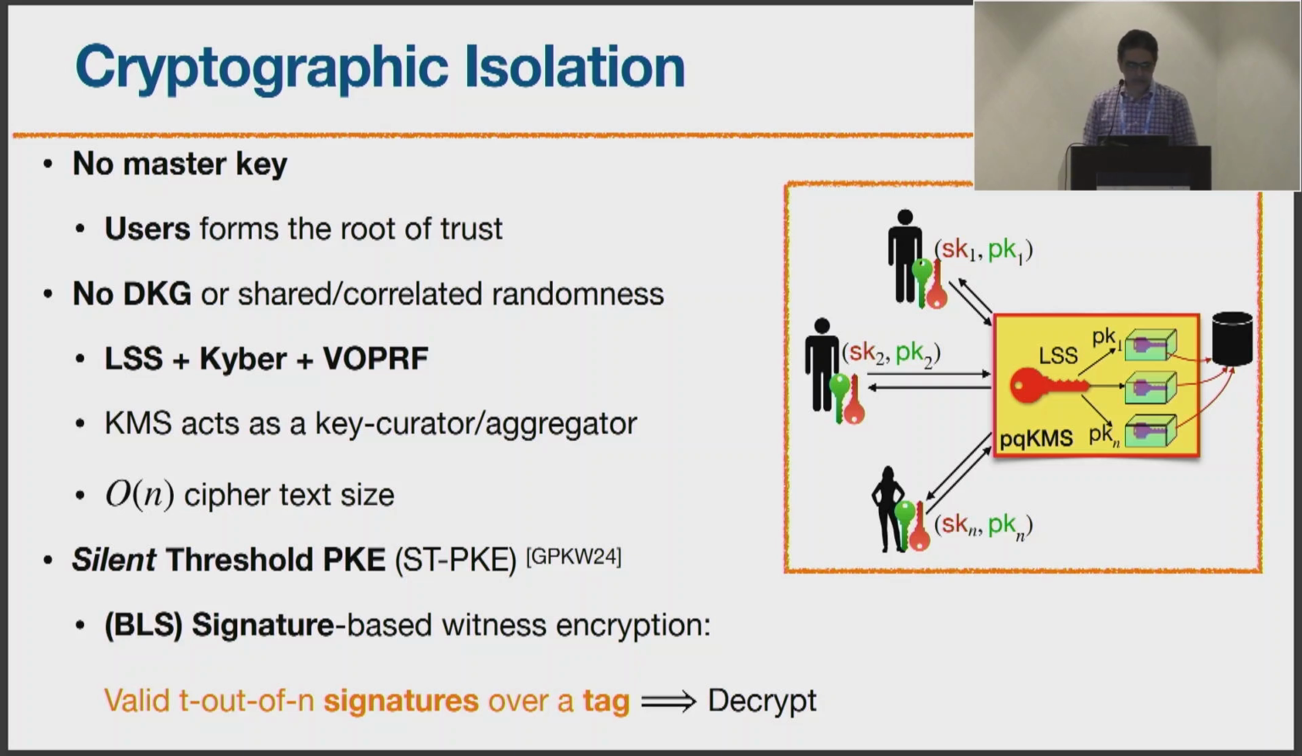This doesn't scale very well, but it works reasonably well for up to 20 people, if you have a quorum of size 20. For larger quorums, we have a system called silent threshold public key encryption, which uses witness encryption to do the same thing, but without a linear blow up in your ciphertext size.